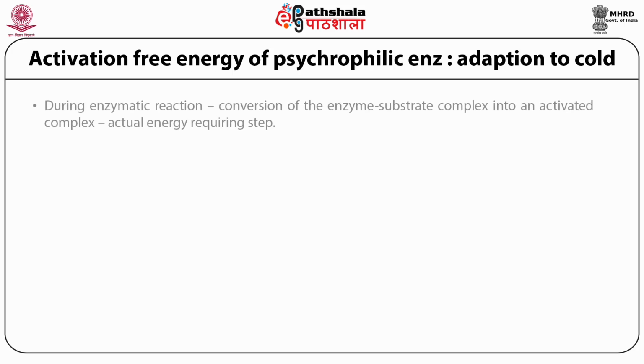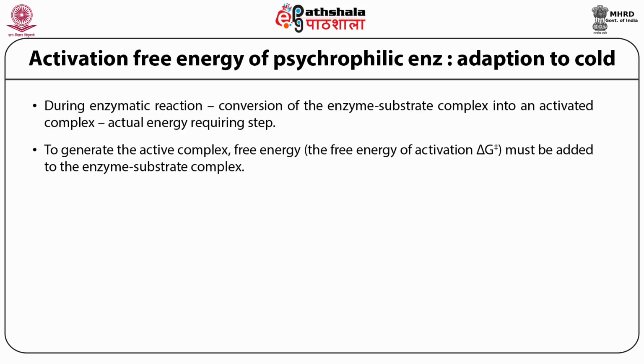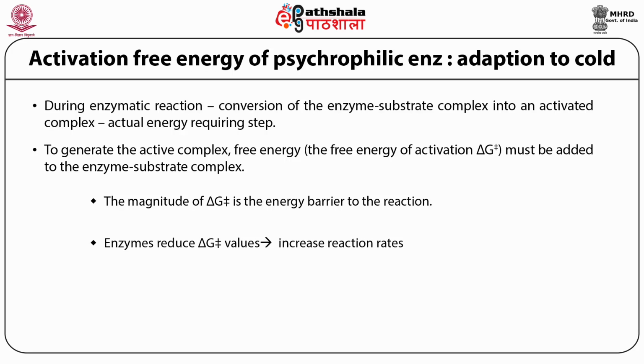So let us look at that. During an enzyme reaction, the conversion of an enzyme substrate complex into an activated complex is the step which requires energy. And to generate an active complex, free energy must be added to the enzyme substrate complex. So the magnitude of this free energy of activation, which is actually the energy barrier to the reaction, is reduced in these enzymes. So these enzymes actually target the free energy requirement for converting their enzyme substrate complexes to the activated form, which leads to increased reaction rates.